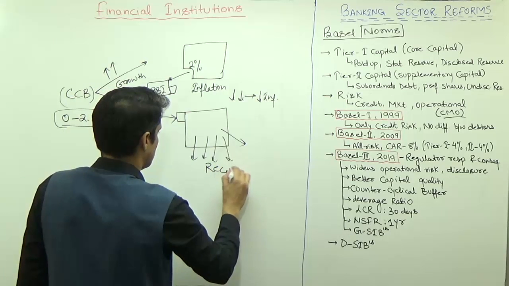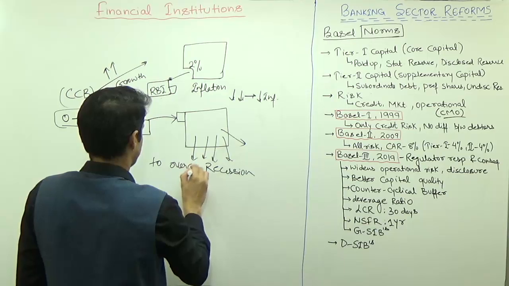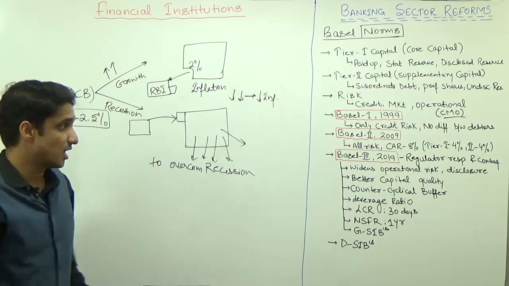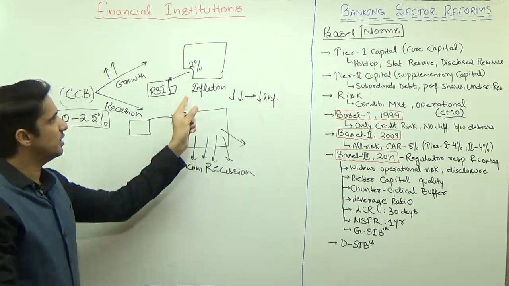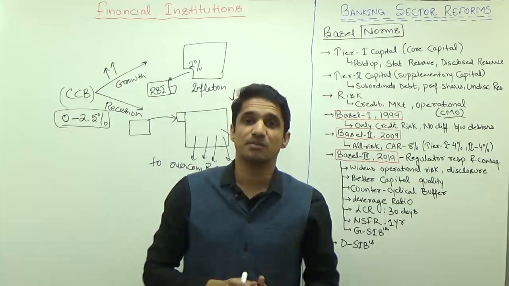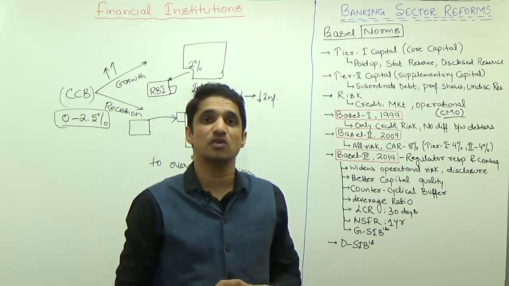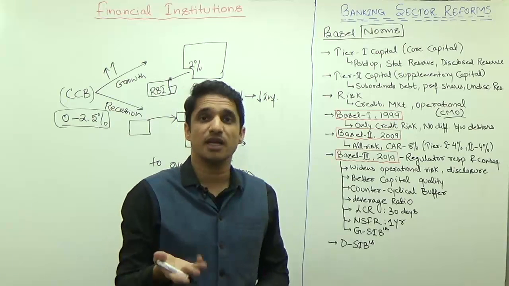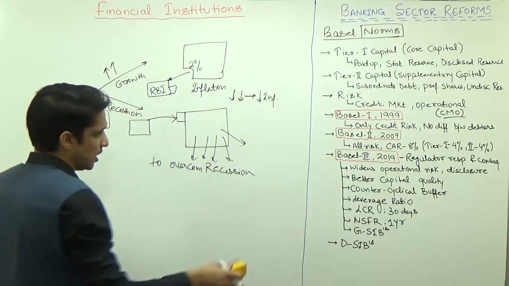So that is how to overcome recession. So this is known as the counter-cyclical buffer. So this is very interesting thing. When the economy is growing, at that time the value of counter-cyclical buffer will be more, and when there will be recession, the value of counter-cyclical buffer can be as low as 0. So this is the new concept, counter-cyclical buffer.